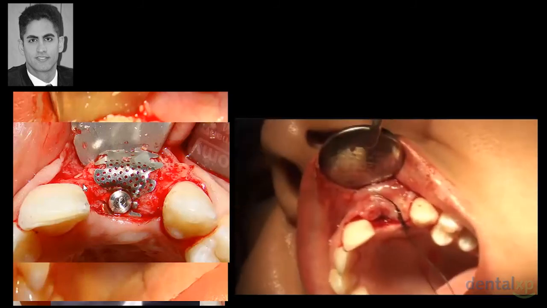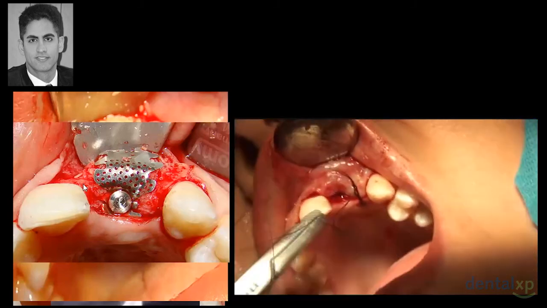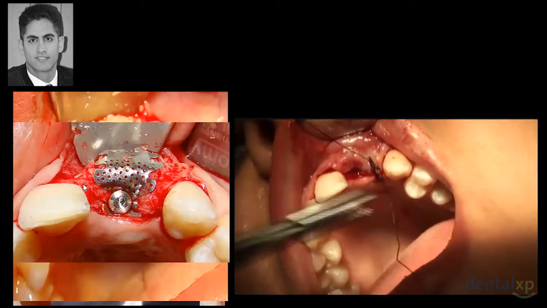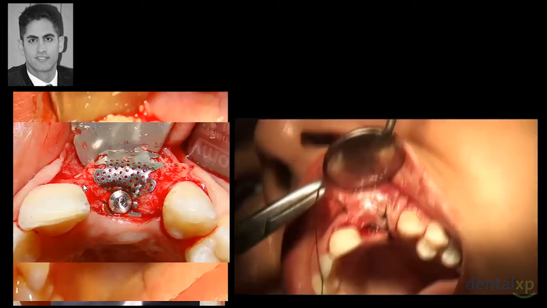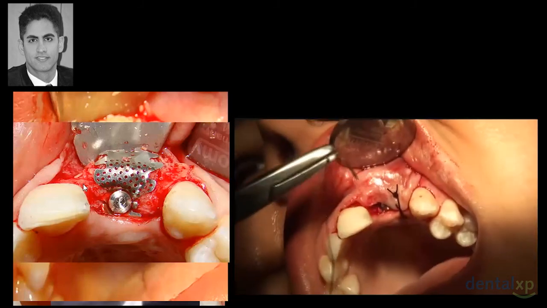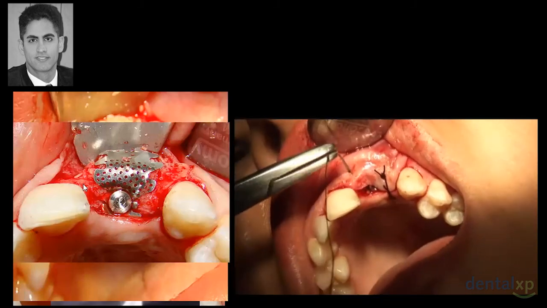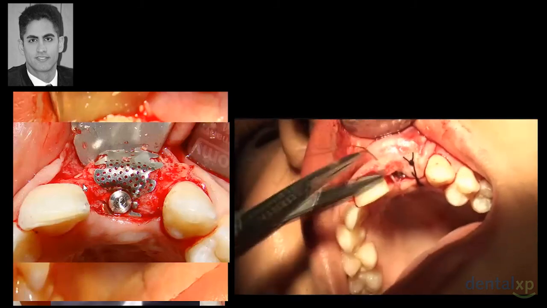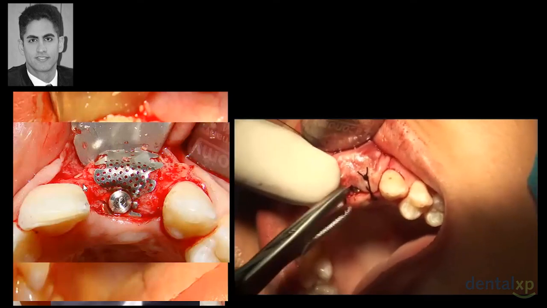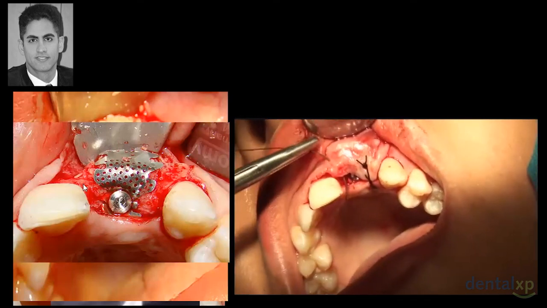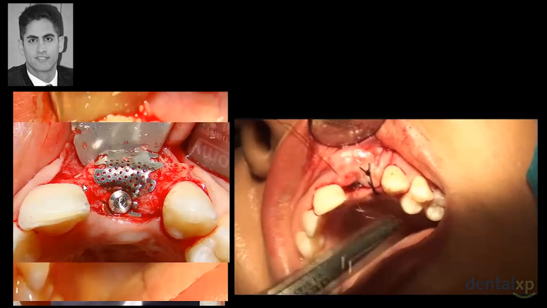In this case, I utilized 2 vertical mattress lock sutures at the mesial aspect of the canine and mesial aspect of the central, and then some interrupted sutures in between to make sure of the complete adaptation of the flap, and finally close the releasing incision.